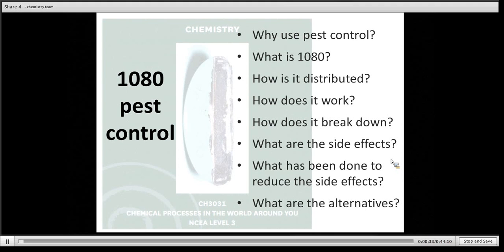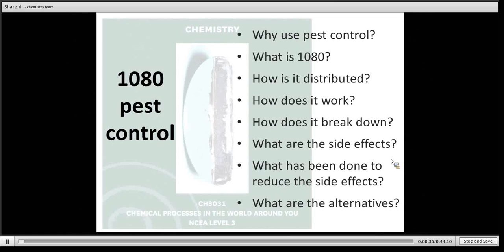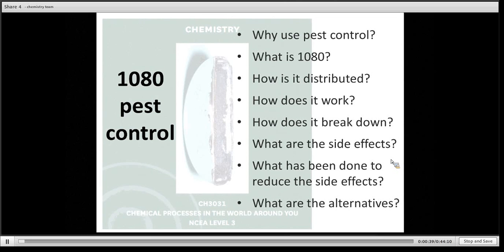for this particular standard. So what we'll look at is why we use pest control in New Zealand, what is 1080 and how it's distributed, how does it work, so we're looking very much at the chemistry of that, as well as how does it break down, and again we're looking at the chemistry. Then what are the side effects, as well as what has been done to reduce those side effects, and then otherwise what alternatives can we use instead of 1080.